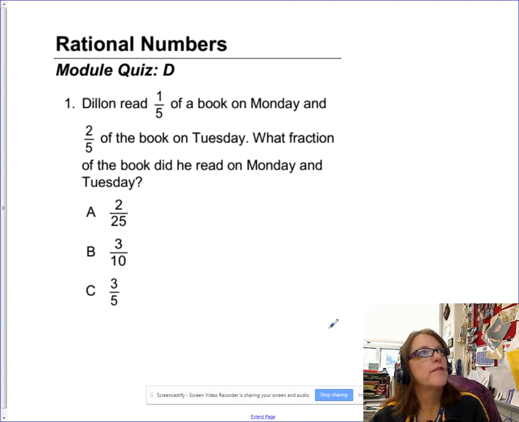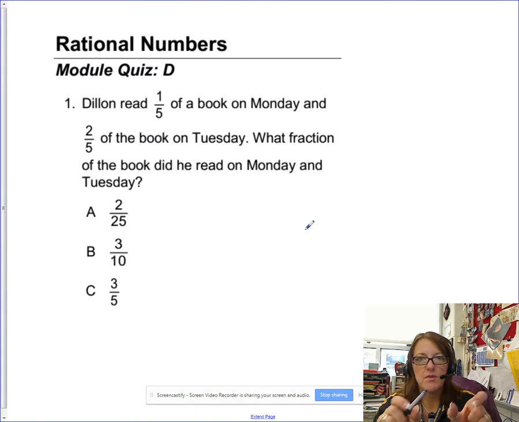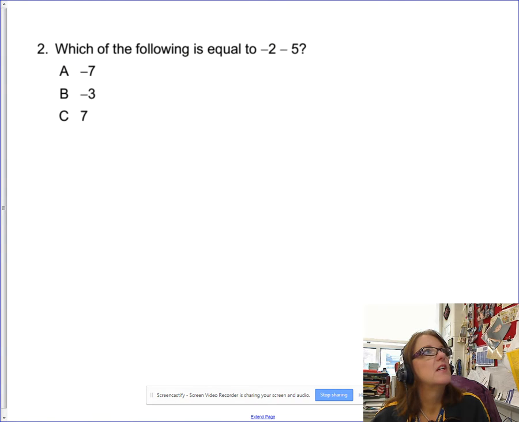Okay. Dylan read 1/5 of a book on Monday, 2/5 of the book on Tuesday. What fraction of the book did he read on Monday and Tuesday? I need you to think about what kind of operation mathematically they're asking you to do. This much on Monday, this much on Tuesday, put them together. Okay? If you got that one marked wrong, rework it again and fix your answer. Number 2, this one is pretty straightforward. Subtraction, remember we said is really just adding in disguise where you add the opposite.